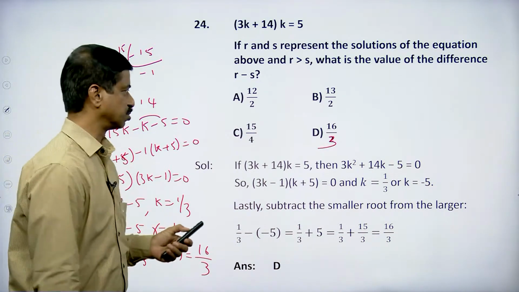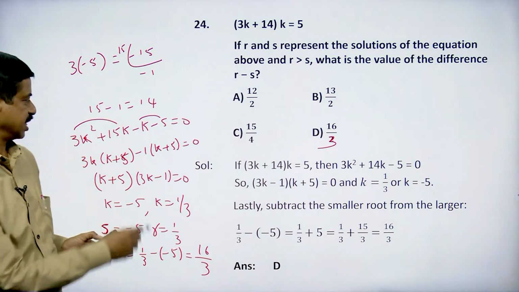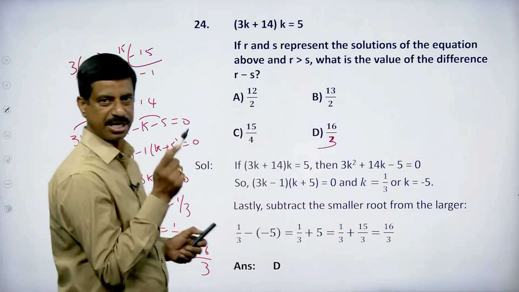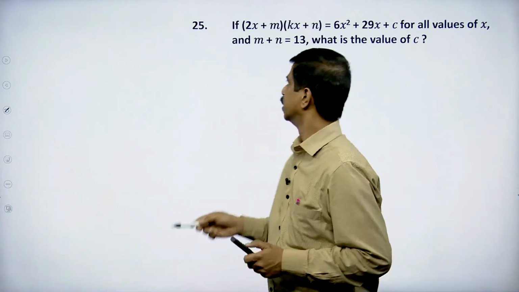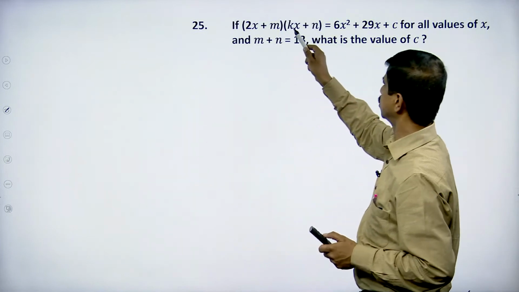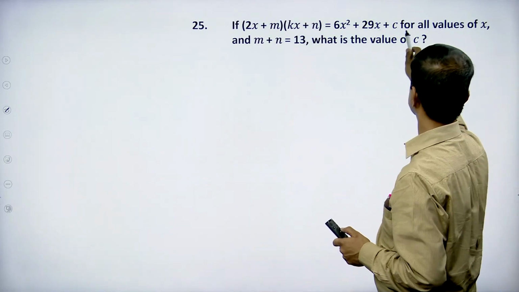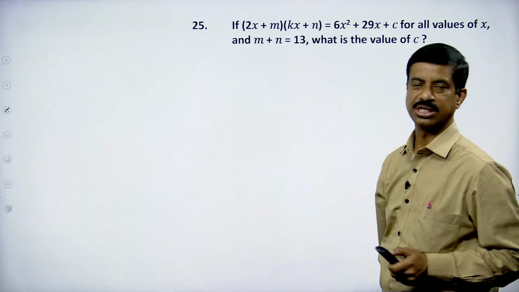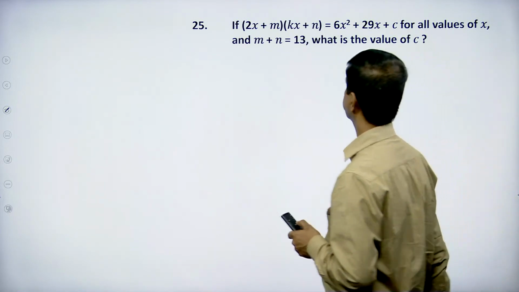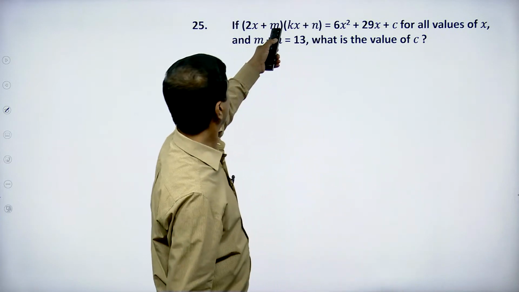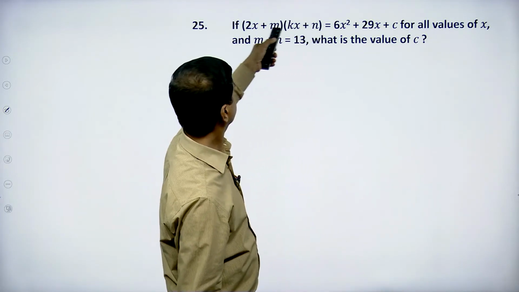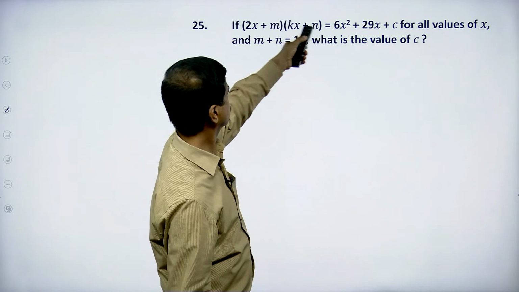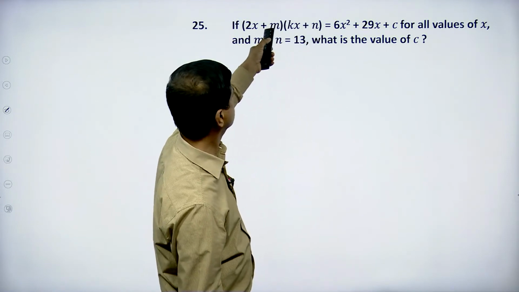Okay, children, let's move to the next question. I think everyone has followed this. So, let's move to the next question now. So, 2x plus m into kx plus n equal to this. For what values of x, m plus n equal to 13? m plus n equal to 13. So m and n are constants.